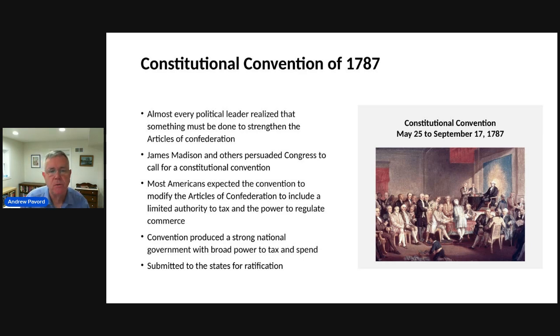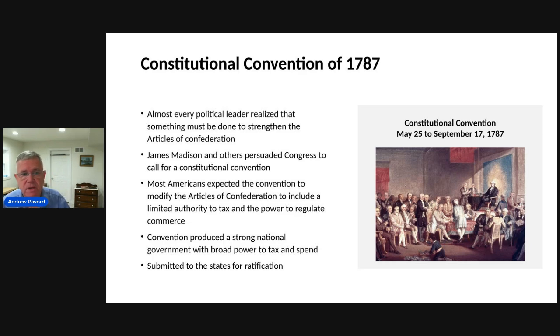Almost every political leader realized that something must be done to strengthen the Articles of Confederation. So James Madison and others persuaded Congress to call for a constitutional convention. Now, most Americans expected the convention to modify the Articles of Confederation to include a limited authority to tax, because they wanted to be able to face down these foreign threats and build a military capable of that. They also wanted a power to regulate commerce so that commerce among the states would flow. But that was about the limit of what most people expected out of the Constitutional Convention.